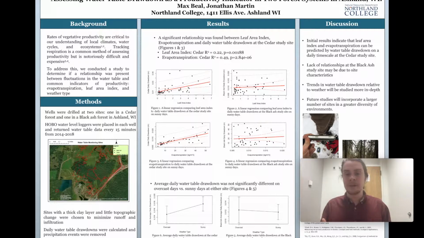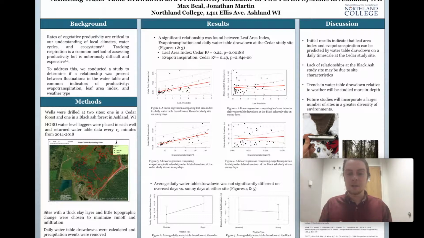This may be due to site characteristics. The water table is often above ground at the black ash study site, creating kind of a swampy environment, and that may have impacted the ability of our water level loggers to read, and maybe even the ability of the trees there to transpire. Or it might just be a difference in the species between our sort of larger cedar trees and these little, very densely packed black ash trees. And so that's something we would like to investigate in the future as well by getting a larger diversity of sites at a greater spatial scale.